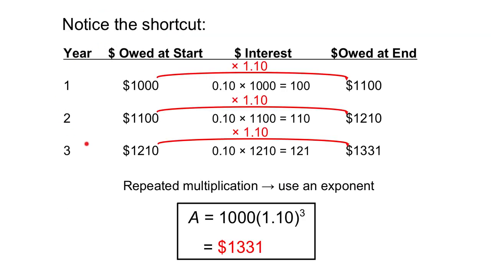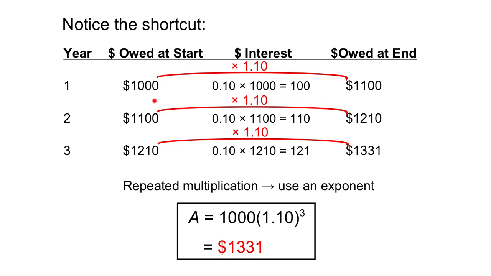Now, this is the chart that I just showed you. I want you to notice a shortcut. From the start of the year to the end of the year, I'm adding 10%. That's the same as multiplying by 1.10. And if I do that every year, I'm multiplying by the same amount multiple times. Repeated multiplication can be simplified by using an exponent.